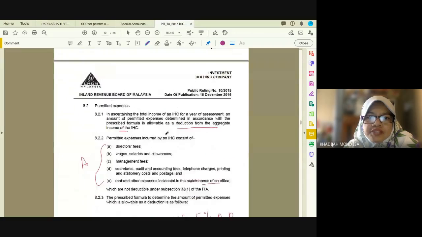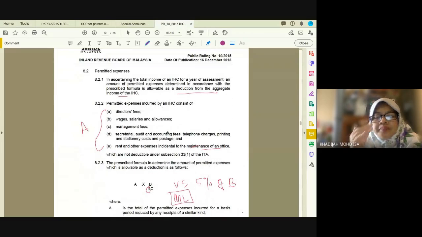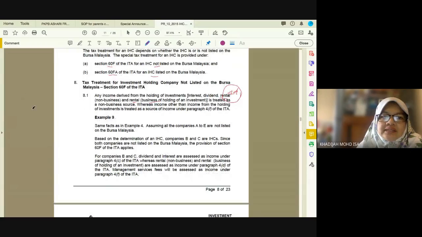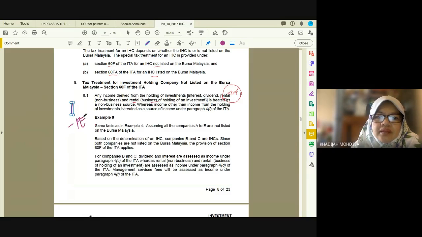for management fees, you have to compute the permitted expenses. Whenever you have this, in general, for this 60FA, you will have your total income, and then your total income minus your permitted expenses. Total income. So how do you decide on this permitted?